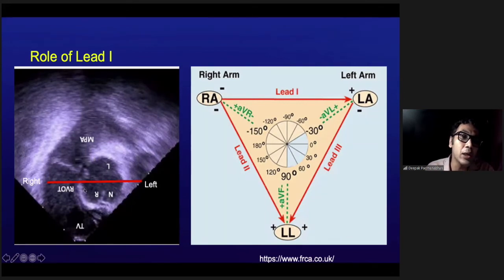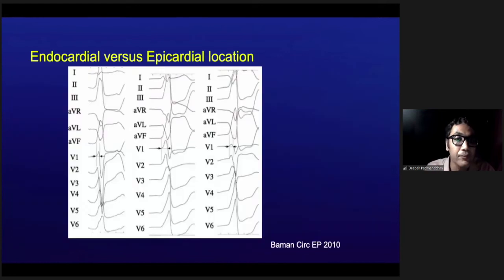Contrast that to an anterior location within the coronary sinus of Valsalva on the right side, where you will have a small R in lead 1. And as you go more and more posteriorly towards the aortomitral continuity, the R in lead 1 will go on being more negative.